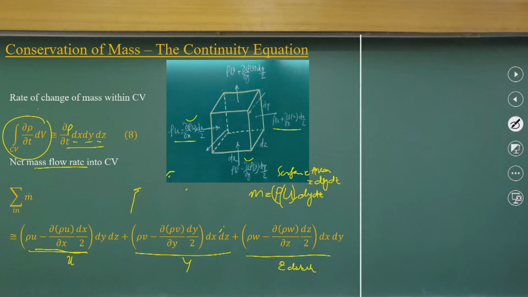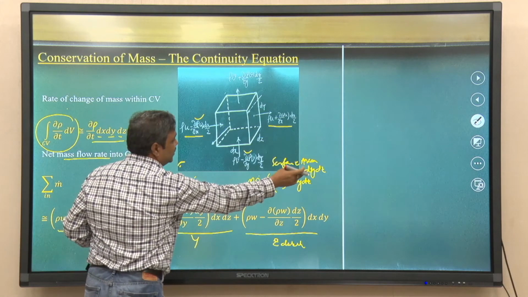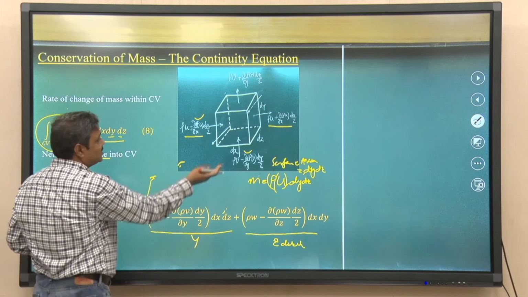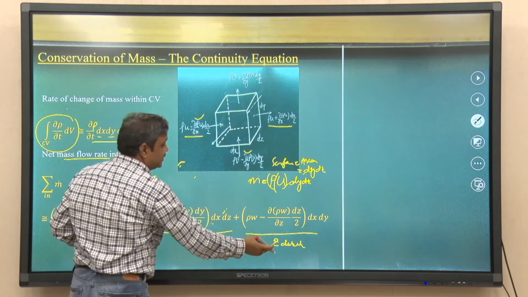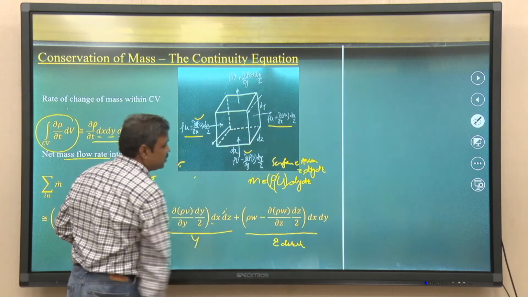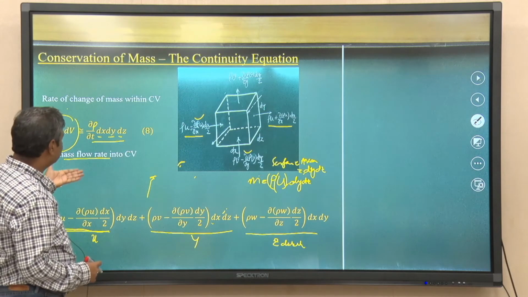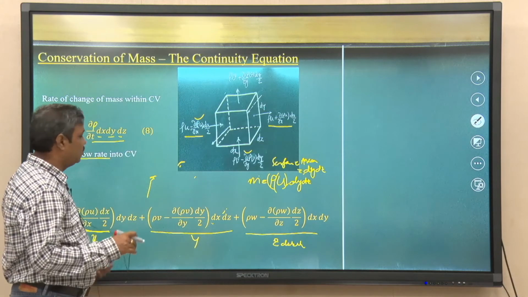You can look at the surface area, which varies as I was explaining to you: dy by dz. In the y direction the surface area will be dx by dz. In the z direction the surface area will be dx into dy. This is the net mass flow rate into the control volume.